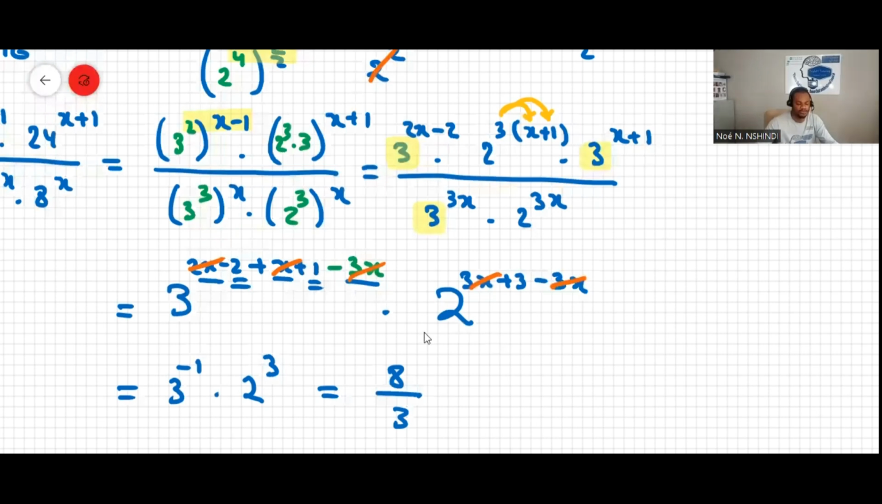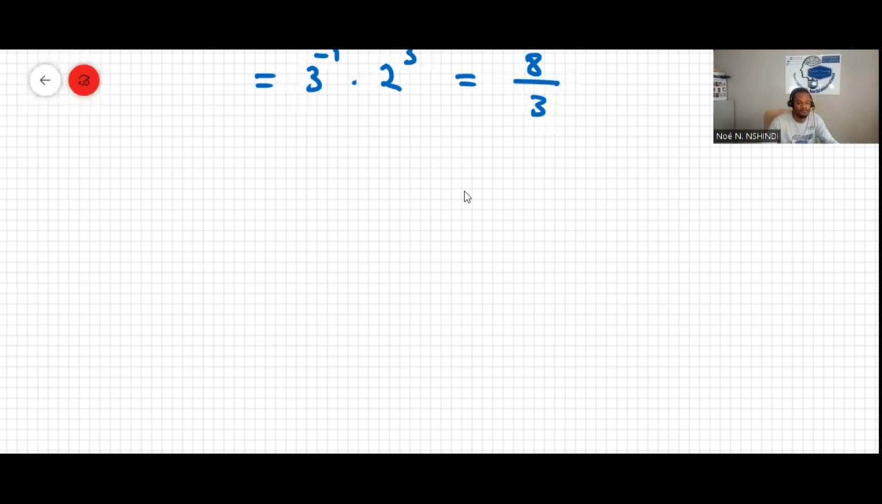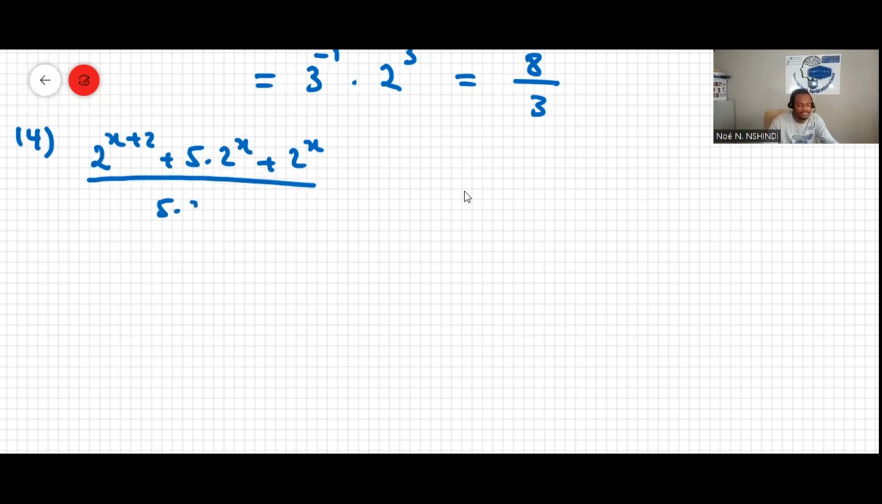Now let's do question 14. What do we have there? 2 to the x plus 2 plus 5 multiplied by 2 to the x, not minus, but plus 2 to the x, all over 5 multiplied by 2 to the x.